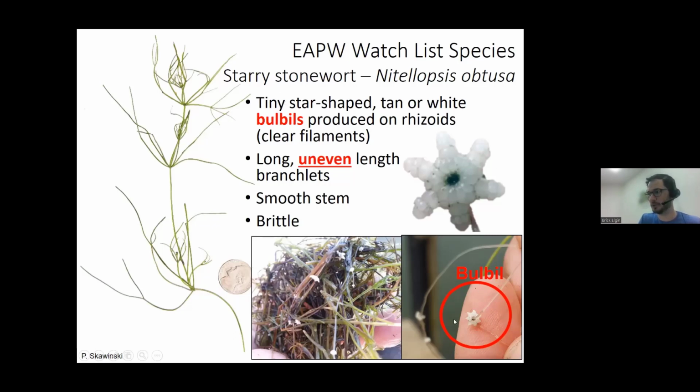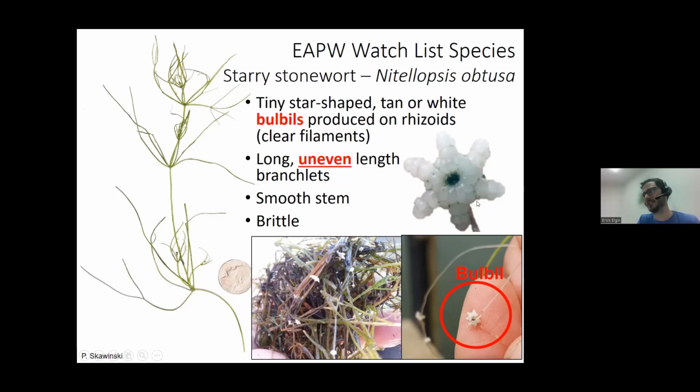This is called a bulbil, and you can see it. Here's a bunch of Starry Stonewort in somebody's hand, and you can see these white, cream colored structures on what looks like fishing line. These are called rhizoids, and this is a bulbil, and it obviously looks like a star. So Starry Stonewort gets its name from this structure. This is another picture zoomed in. No other plant, no other macroalgae in Michigan has this starry type bulbil. So if you see that, you have Starry Stonewort.